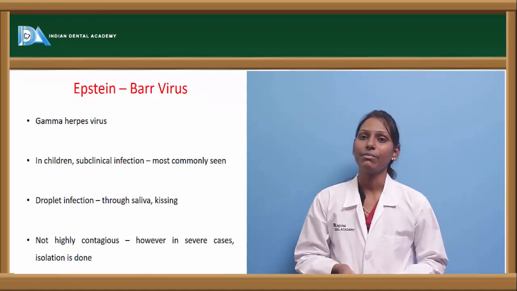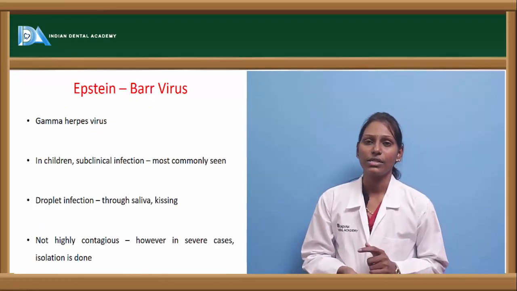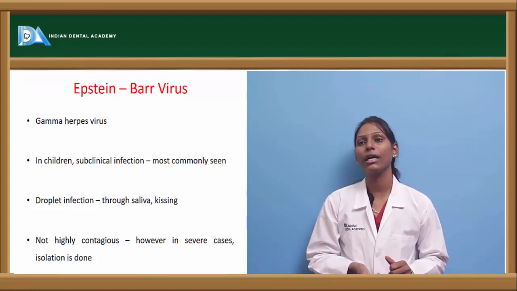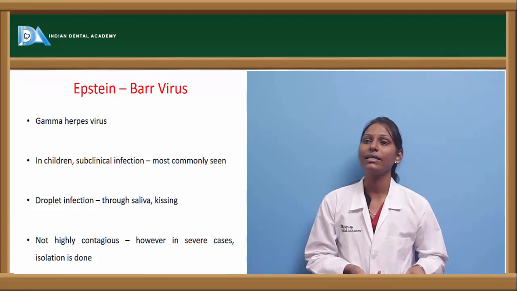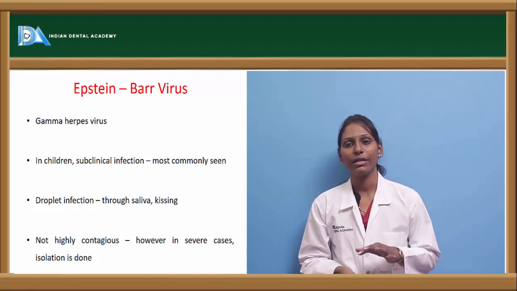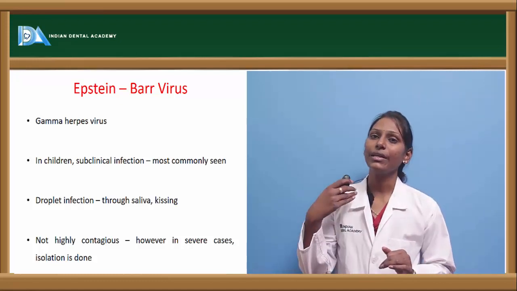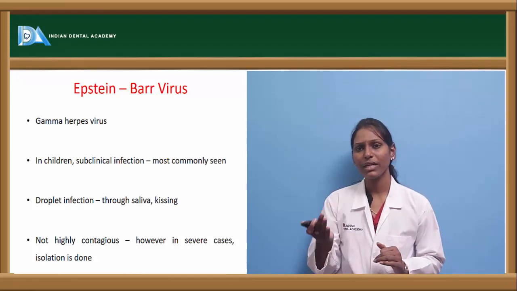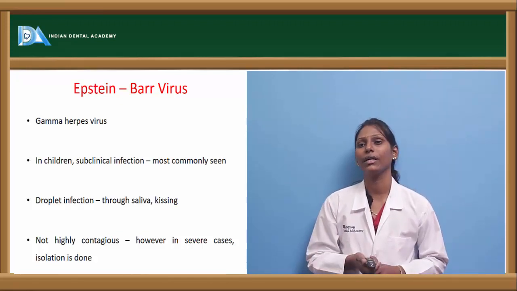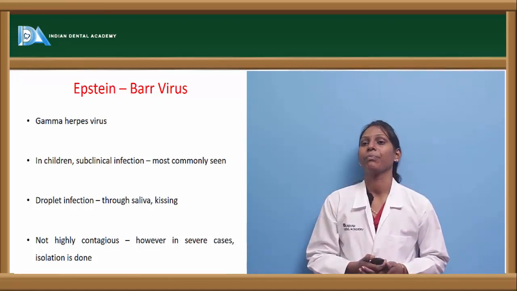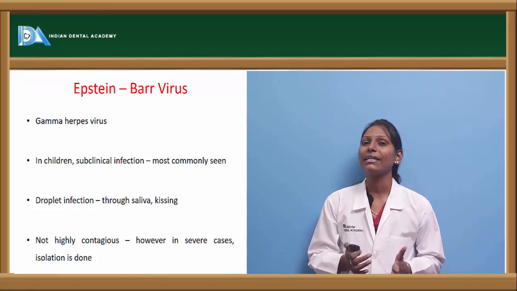Now coming to Epstein-Barr virus, which is the commonest causative organism of infectious mononucleosis. It comes under the family of gamma herpes virus, and in children it is usually a subclinical infection, which is the most common condition seen. It is usually spread by droplet infection, that is by saliva contamination, and also by kissing one person to another, and it is not a highly contagious disease.